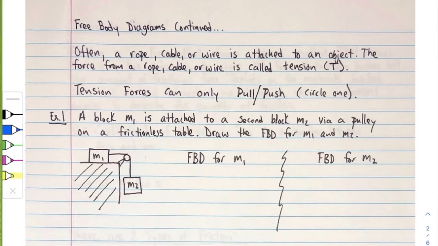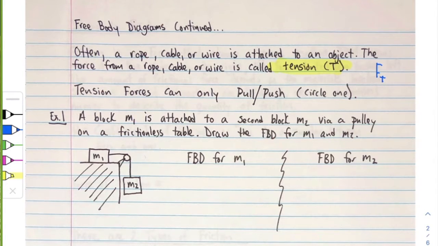Free body diagrams continued. It says, often a rope, a cable, or a wire is attached to an object. The force from a rope, cable, or wire is called tension. So I'm just going to highlight this here. Whenever you have a rope, cable, or wire attached to an object, they label that as a tension force, uppercase T. And you might say to yourself, well, kind of like what we just talked about on the last page, some books might call a tension force uppercase T, but some books might call it F sub T. So, force tension from a rope.